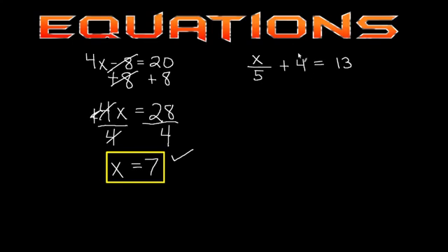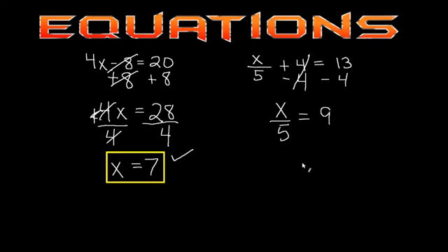So we have a plus 4 here, and a subtract 4 is our inverse. Whatever we do to one side, we do to the other. Okay, and these cancel, right? We have a positive 4 and a negative 4. That brings us to 0. We have x over 5 is equal to 13 minus 4. That gives us 9.